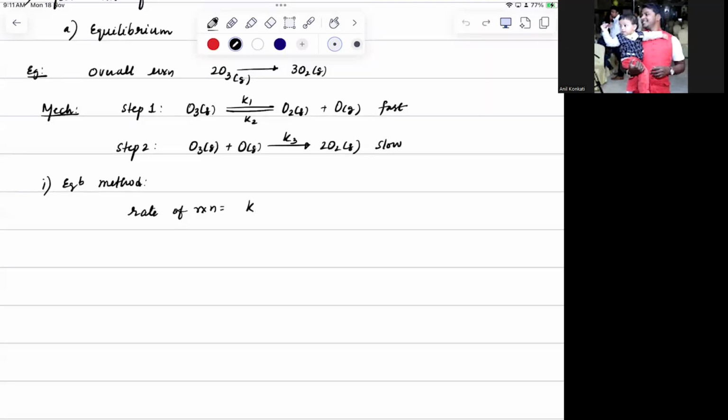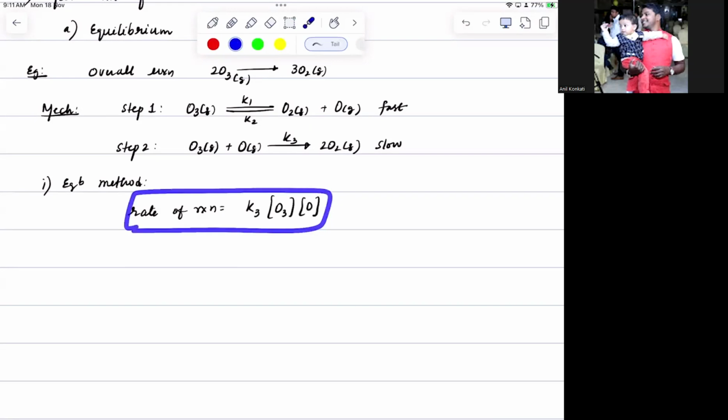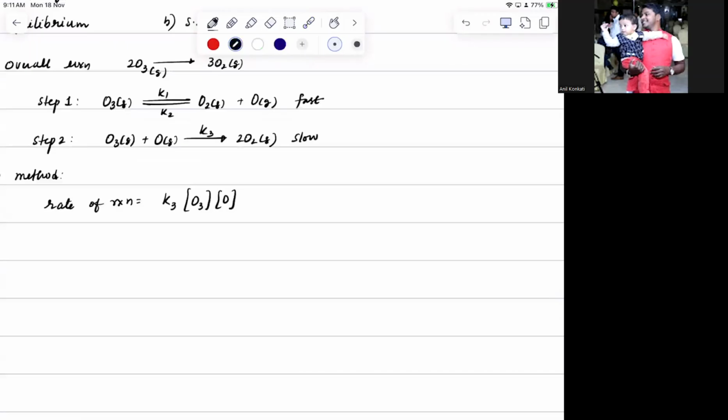Rate of reaction can be written as K of the reaction. In this case, K of the reaction is K3, K3 into O3 into O. And remember, a rate should always be expressed either in terms of reactants or products and not intermediates. And if you notice, O here is an intermediate. Okay. So I need to eliminate that term. For which I'll write K equilibrium, which is K1 by K2, equal to O2 concentration into O divided by O3 concentration. So from here, O concentration will be equal to K1 by K2 into O3 by O2.